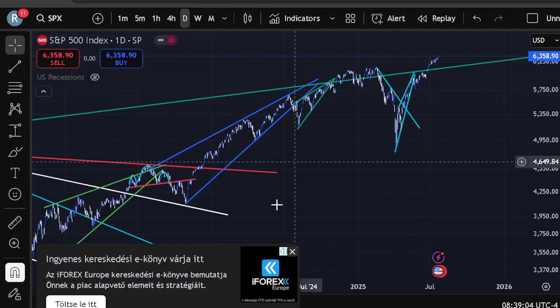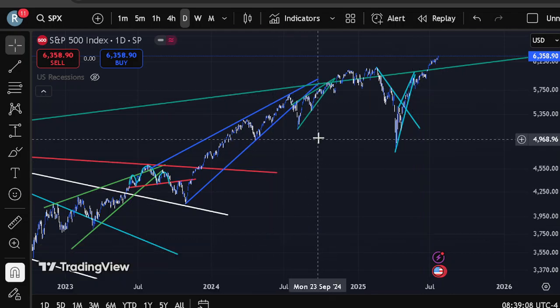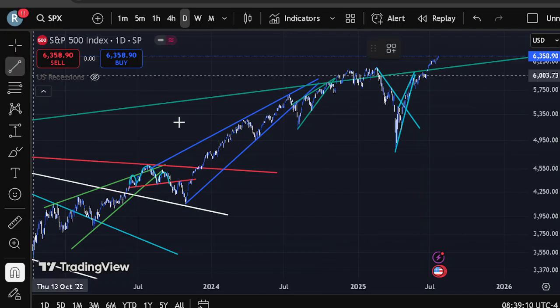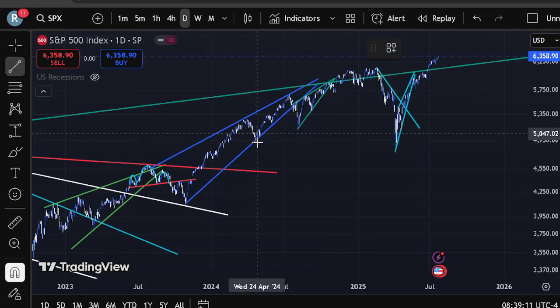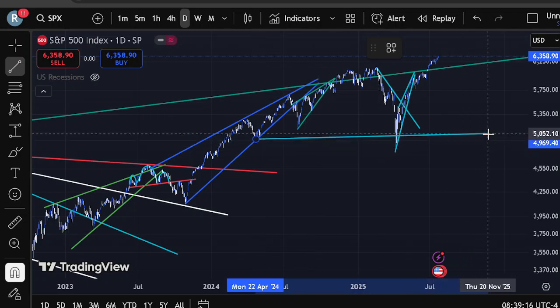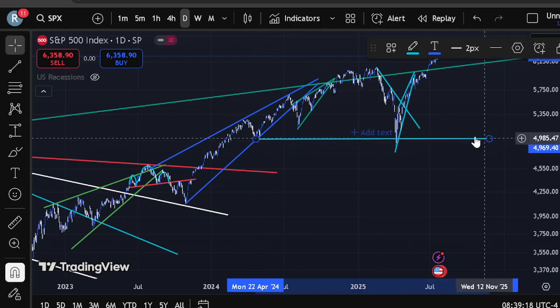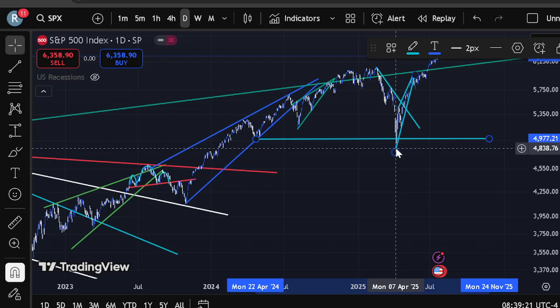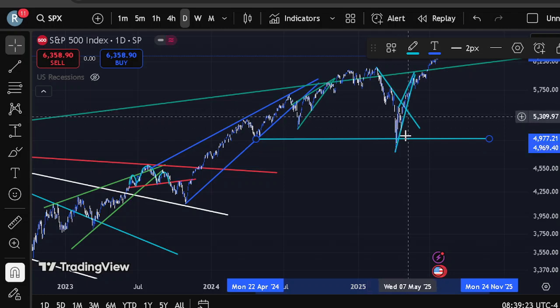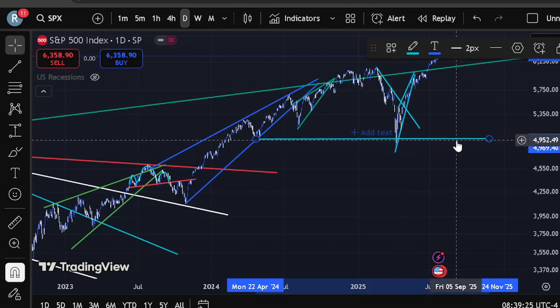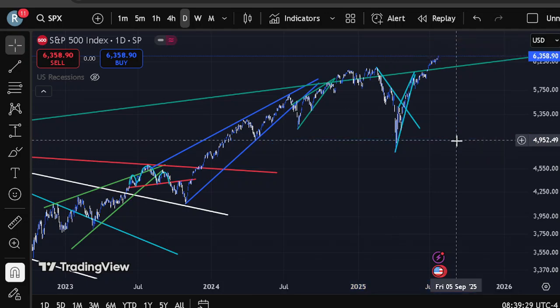Okay, as you can see, there was a low and it went below, had a shakeout and went back to all-time highs as well.